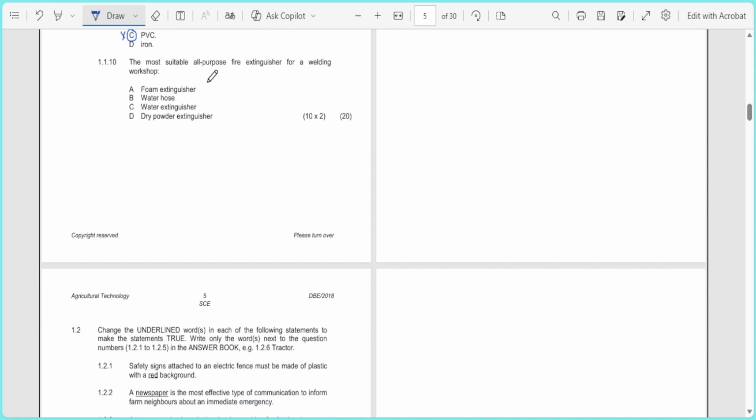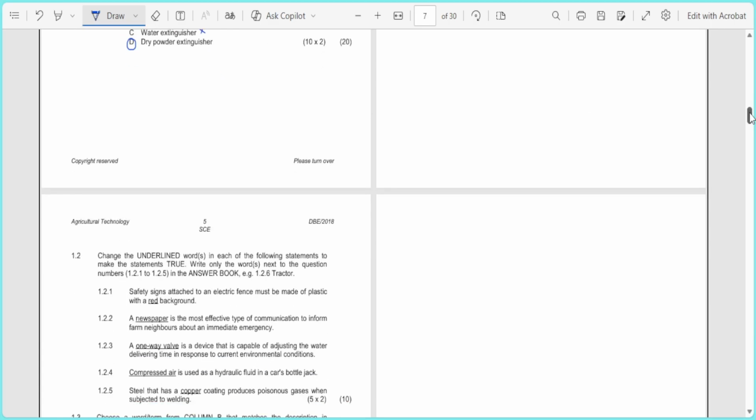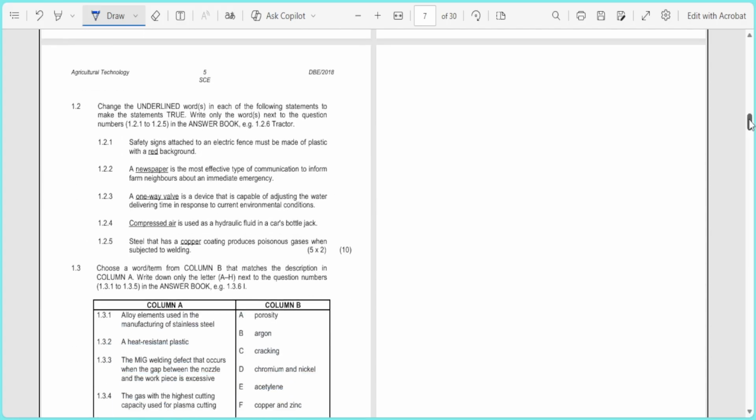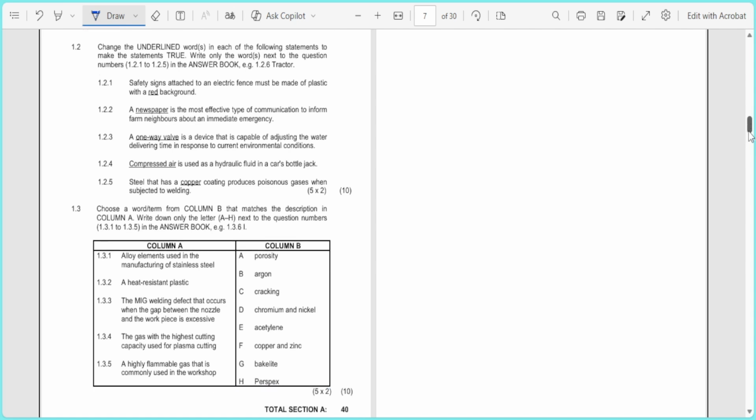Okay, the last multiple choice question. The most suitable all-purpose fire extinguisher for a welding workshop. Okay, another obvious one here. So the correct answer should be the dry powder extinguisher. These ones are not appropriate for putting out welding fires. So the dry one, it's the best option.